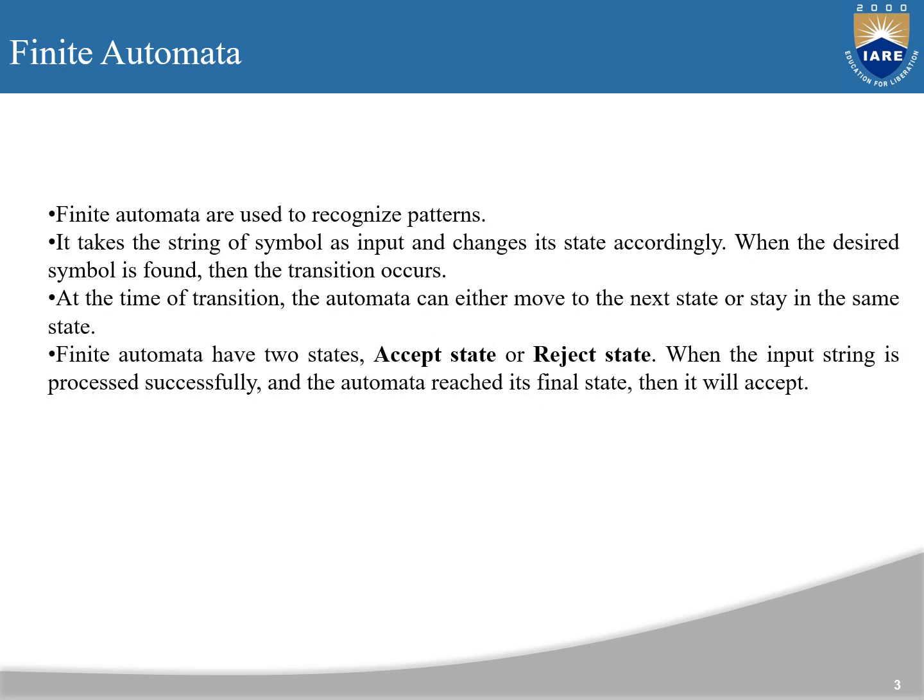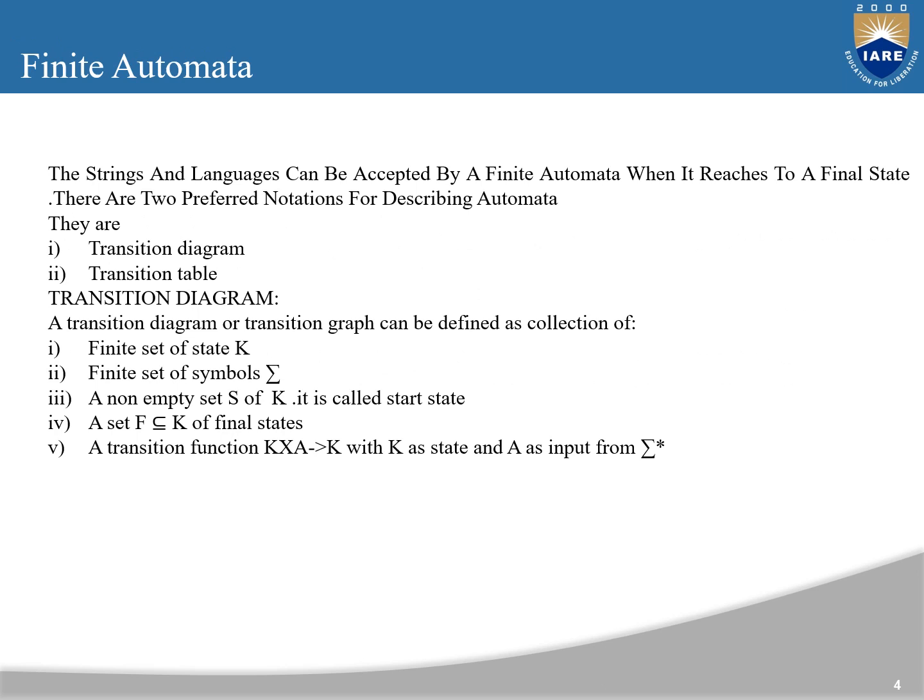Finite automata are used to recognize patterns. It takes a string of symbols as input and changes its state accordingly. When the desired symbol is found, then the transition occurs. At the time of transition, the automata can either move to the next state or stay in the same state. Finite automata have two outcomes, accept or reject. When the input string is processed successfully and the automata reaches its final state, then it will accept. The strings and languages can be accepted by a finite automata when it reaches the final state.